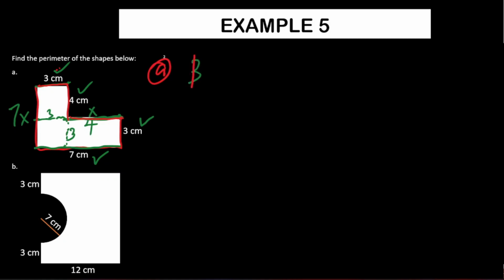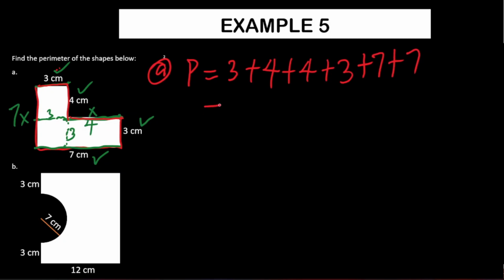So the perimeter of this shape will then be 3 plus 4 plus another 4 plus 3 plus 7 plus another 7. Please, you need to pause at some point or just go back and check the way I've done it very well. So 3 plus 4 is 7, plus 4 is 11, plus 3 is 14, plus 7 is 21, plus 7 is 28. So we are going to have 28 centimeters. I hope this is very clear.